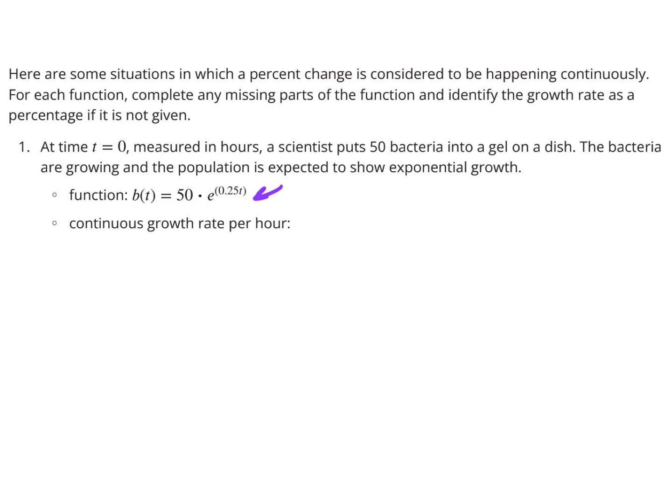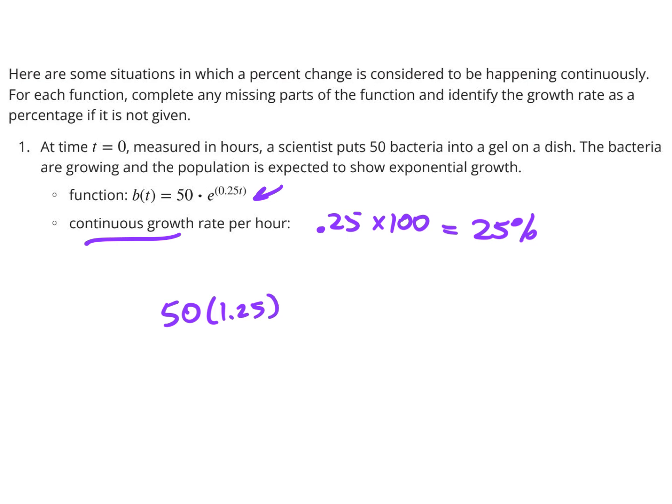What is the continuous growth rate? You take the 0.25, you multiply by 100, and this is 25%. Now, what e actually is, is continuous growth. So, if I was to write this without an e, I would write 1.25, because it's 25%, to the t.